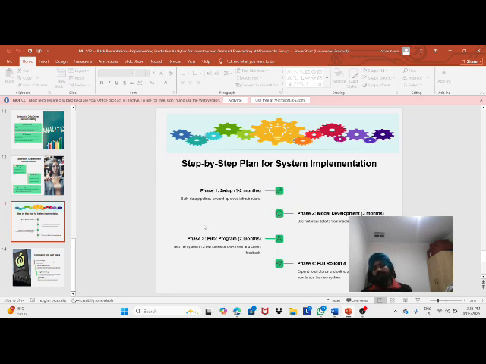Moving further to the second, model development, which could go on for 3 months. Use historical data to train machine learning models. The data could cover 3 months, in which they can analyze ups and downs in the sales of a particular product. They could use the historical data to train machine learning models. And the third one is the pilot program, which could run for 2 months.